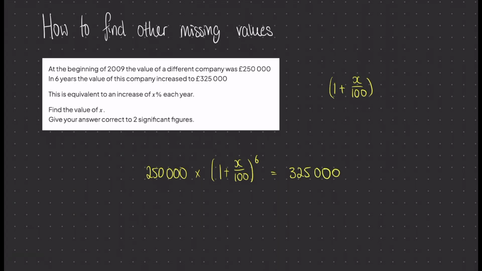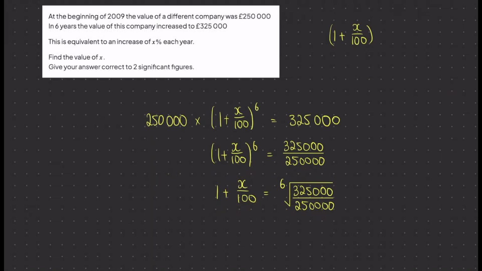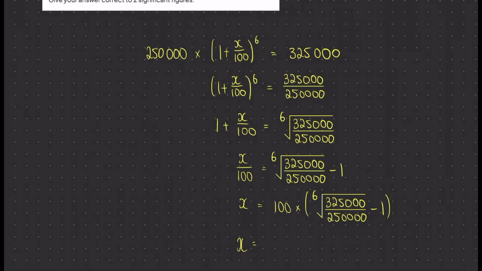So now we're going to process this equation by doing the same thing to both sides, dividing both sides by 250,000. Then we can do the 6th root of both sides. We can subtract 1 from both sides now, and finally multiply both sides by 100. Putting this right-hand side into the calculator, we get our percentage, correct to two significant figures, of 4.5%.